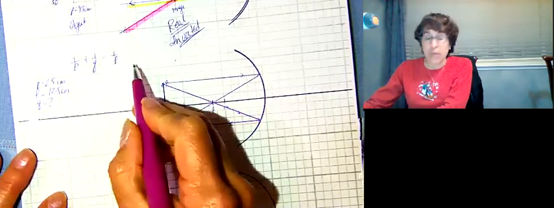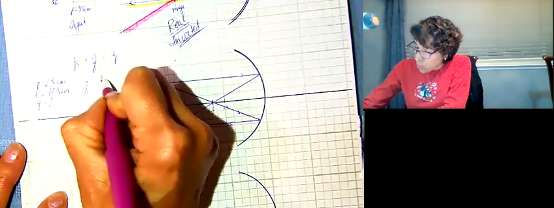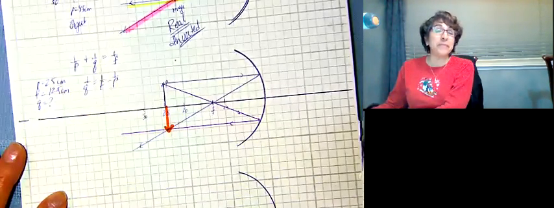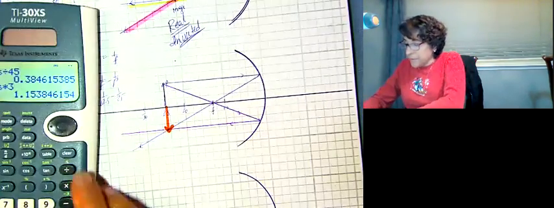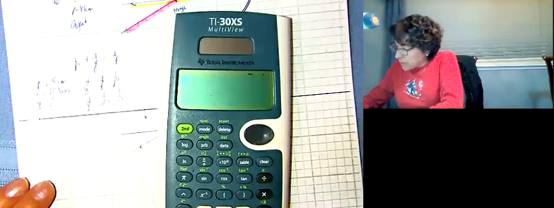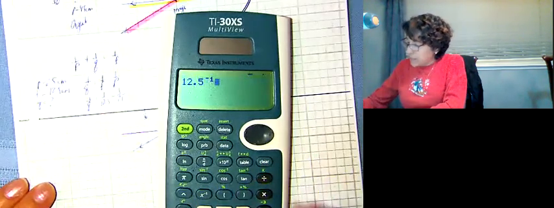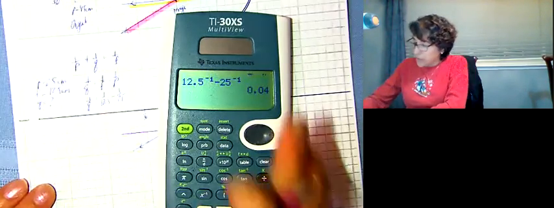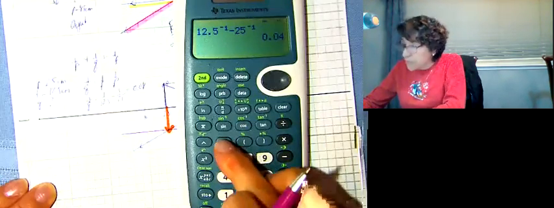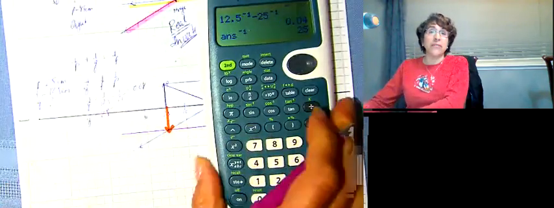All right, I subtract 1 over P from both sides. I have 1 over Q is 1 over F minus 1 over P. And let's plug that in. 1 over 12.5 minus 1 over 25. That's 1 over Q. Okay, calculator. See what I get. 12.5 inverse of that minus 25 inverse. I have 0.04. All right, that's very nice. That's 0.04, but that's not what I want. I want Q. So please give me the inverse of that. And I get 25. So Q is equal to 25.